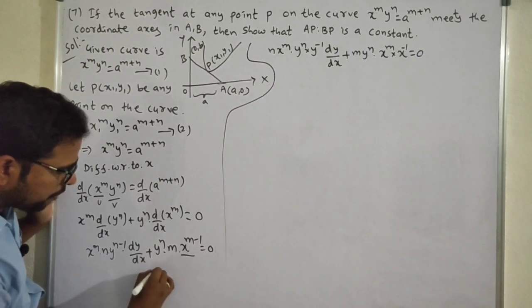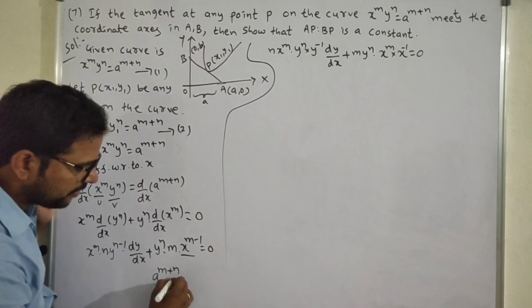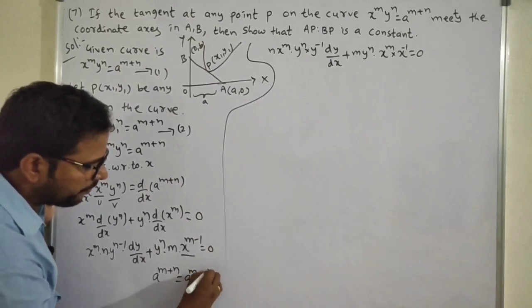So we know this already from the exponents chapter in previous classes, 7th, 8th or 9th. a power m plus n is equal to, we can write this as a power m into a power n.